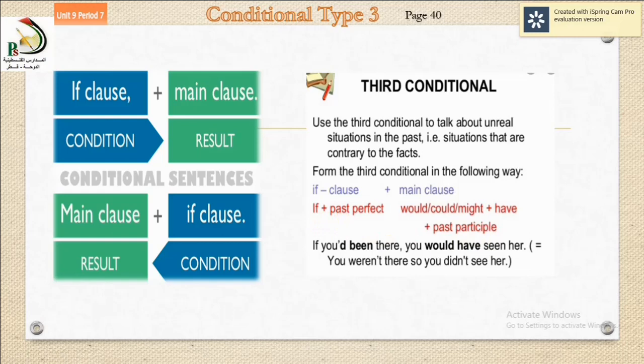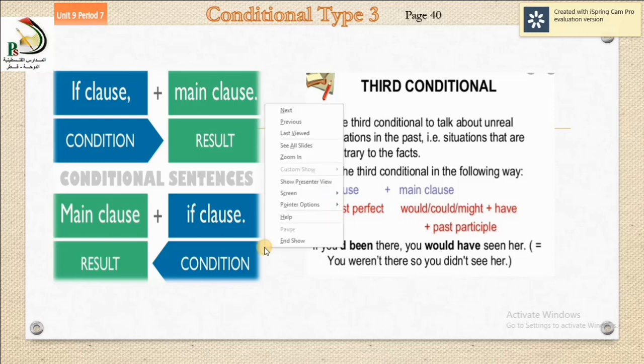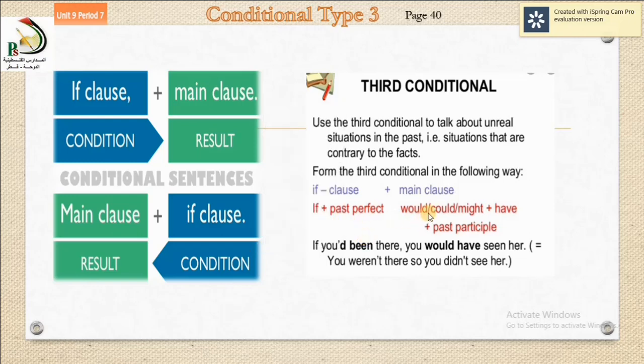And see, I keep on telling you that when the question says make third conditional, you read third conditional, and next to it, write the rule, write the structure, write the formula. So you will write that if plus past perfect plus would, could, might, and then have plus past participle. Yani after have, you will write the third form of the verb.